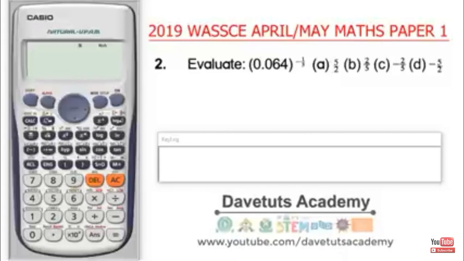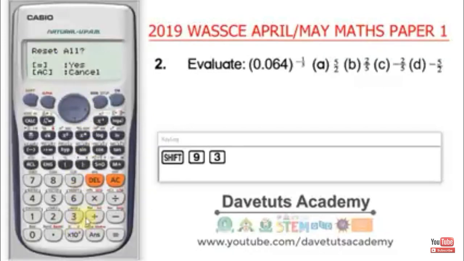minus 1 over 3. The keylog here is going to be showing all the things I'm going to be pressing on the calculator, so you can easily follow along. But as a rule of thumb, before you start calculating anything, it is best that you first clear your calculator. To do that, all you need to press is Shift 9. Shift 9 is to clear the calculator, the setup, or the memory, or all. I want to clear all, so I press 3 and equal to, and confirm with yes.